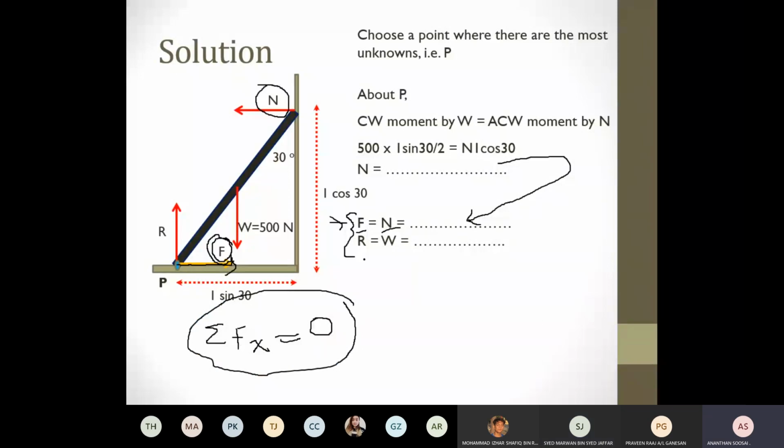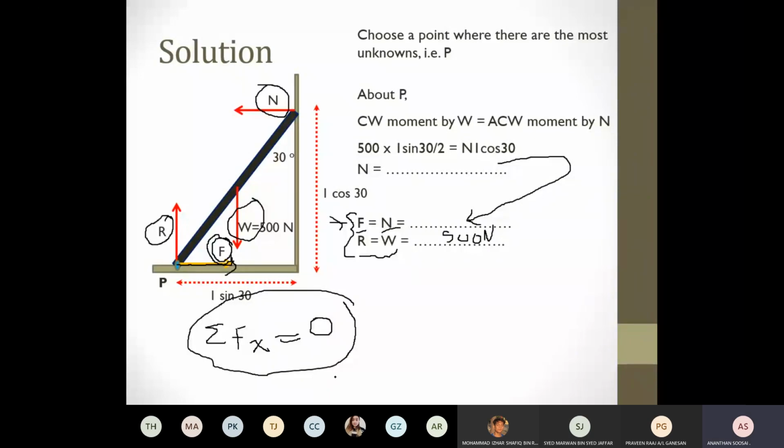Okay, how they conclude the second one? R is equals to W. How they know that? Vertically, the force must be balanced, right? Force up, which is R, must be same as force down, which is W. There's only two force acting up and down. So R must be same as W. So therefore, R should be 500. Okay, so this is how you find the forces.